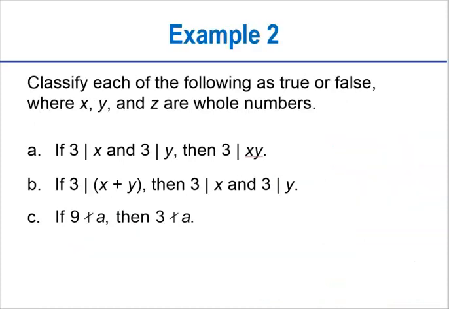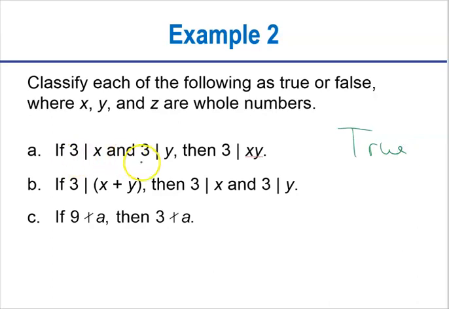Let's classify each of the following as true or false, where x, y, and z are whole numbers. Okay, 3 divides x, and 3 divides y, then 3 divides xy. Okay, true or false. I'm going to argue that that is completely true. Now, but why? Why would that be true?